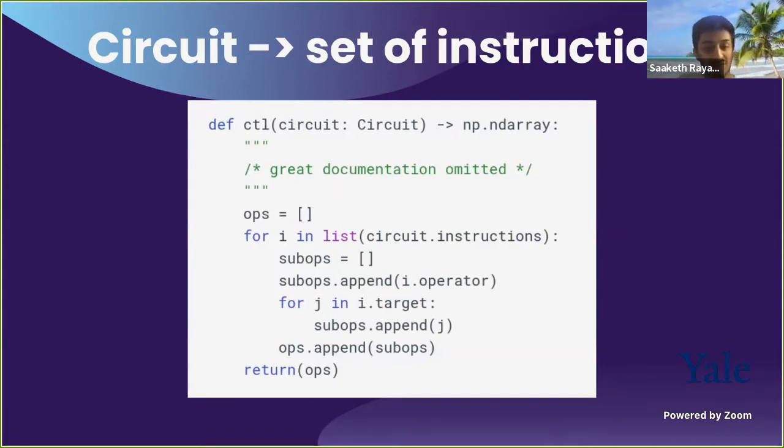The first thing we did when we got the input is that we took apart the input, which was a circuit object. Now, the circuit object stores information quite literally in chronological order of the gates that act upon the qubits. An example of that would be, could you go to the next slide, please?